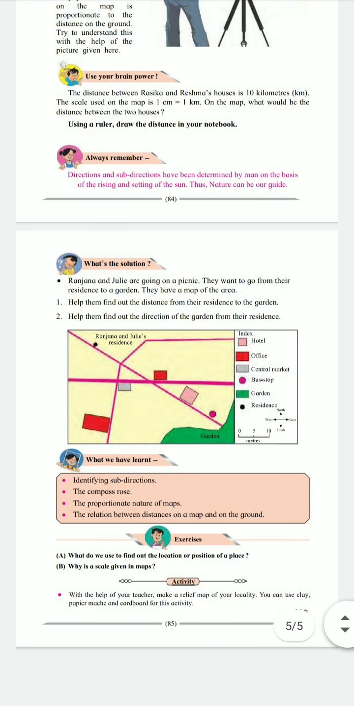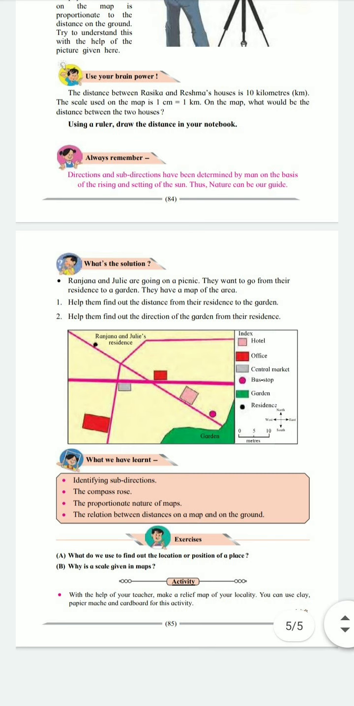What we have learned: identifying sub-directions, the compass rose, the proportionate nature of maps, the relation between distances on a map and on the ground. Exercises. What do you use to find out the location or position of a place? Why is a scale given in maps?